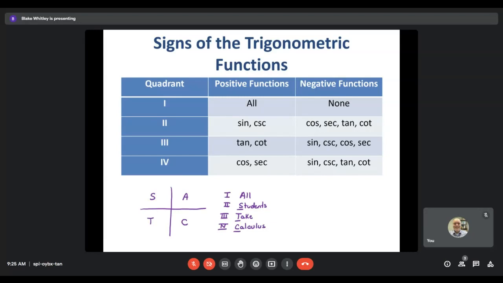So if you can just remember that all students take calculus, that's going to help you to remember: first quadrant, everything's positive; second quadrant, sine and cosecant positive; third quadrant, tangent and cotangent positive; and fourth quadrant, cosine and secant positive.